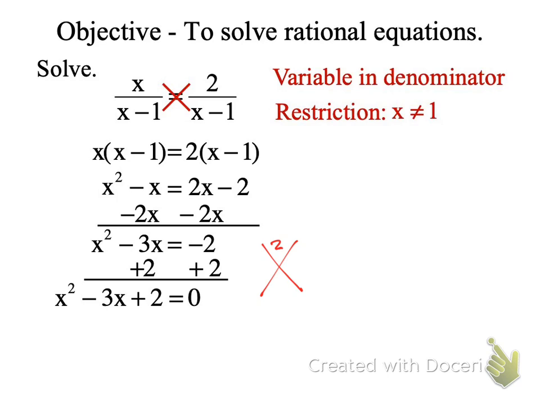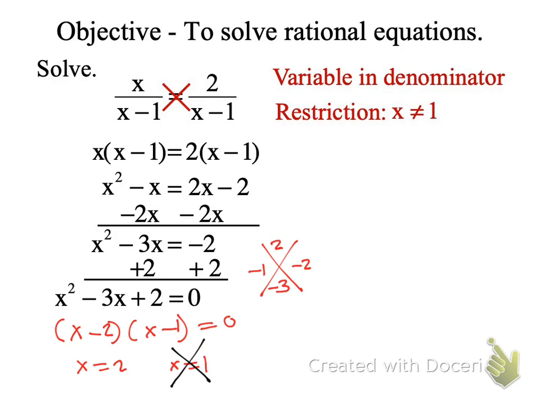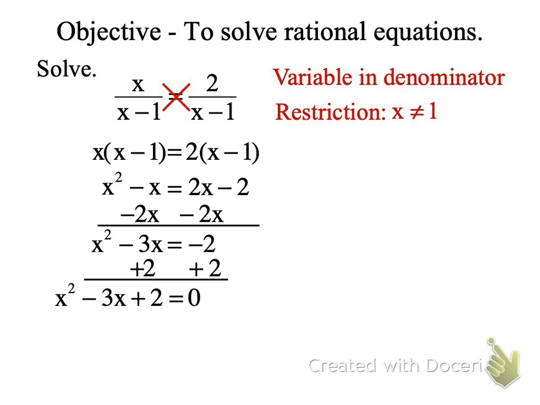What multiplies to 2 and adds to negative 3? X minus 2 times x minus 1 equals 0. So x is equal to 2 and x is equal to 1. Do they both work? Huh? 1 does not work. It's an extraneous solution. So only 2 is working. Questions? You guys remembering this? Okay, let's try the next one.